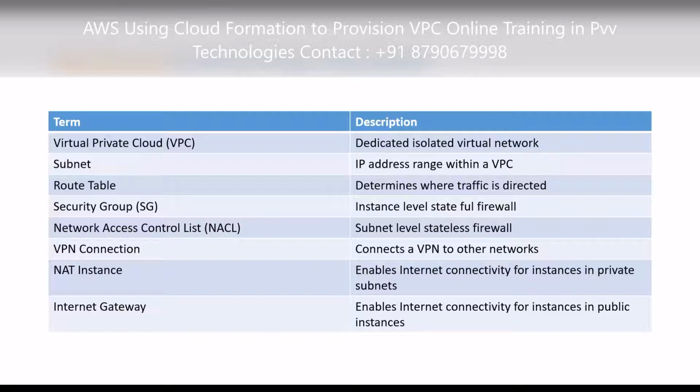NATing enables internet connectivity for instances in private subnets, so if you want that for a private subnet, then you need to have NATing. The internet gateway enables internet connectivity for instances in public subnets.